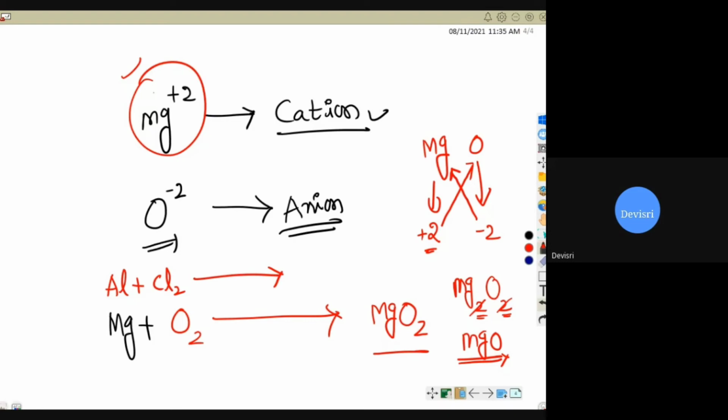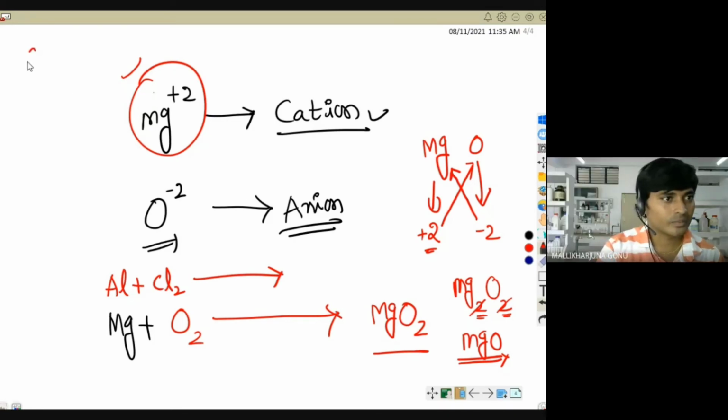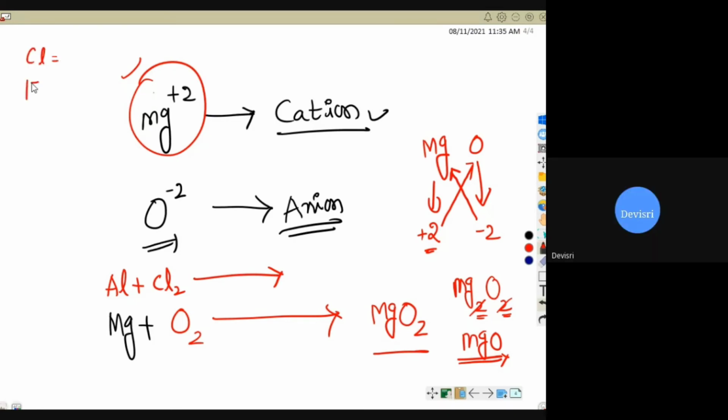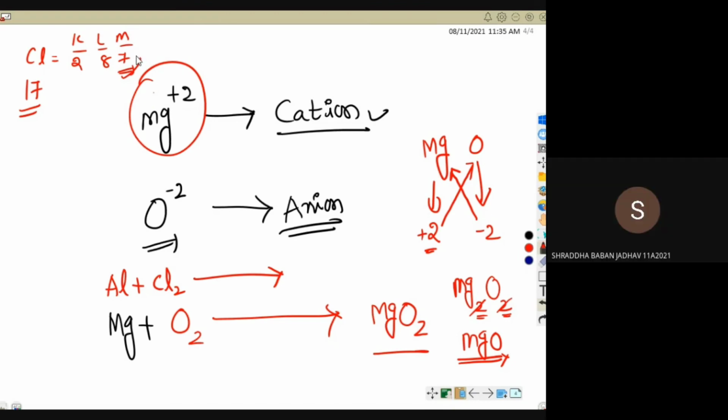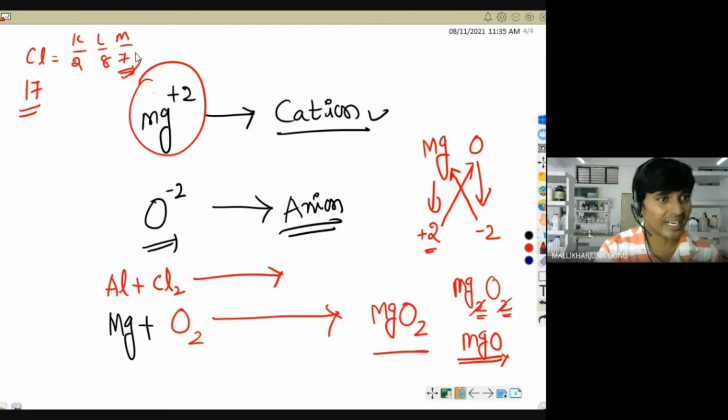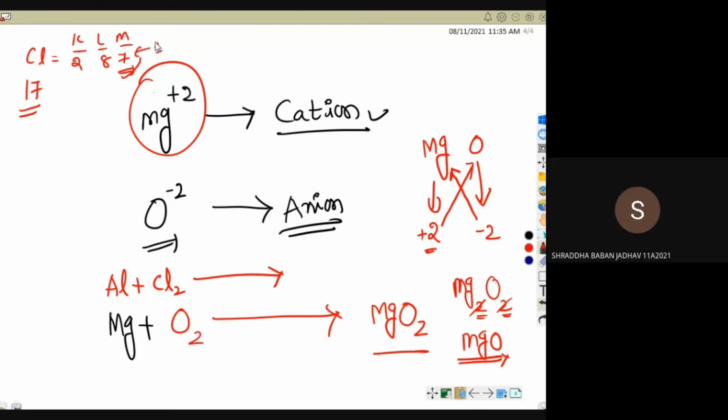Sir, 1. See chlorine. Look all of you. Chlorine atomic number is 17. So K shell, L shell, M shell. Okay, so 2, 8, 7. Now tell me Shraddha, how many electrons does it need to complete its octet? Chlorine, yes, 1 electron, right. It needs 1 electron, so it is -1. So the valence of chlorine is 1.